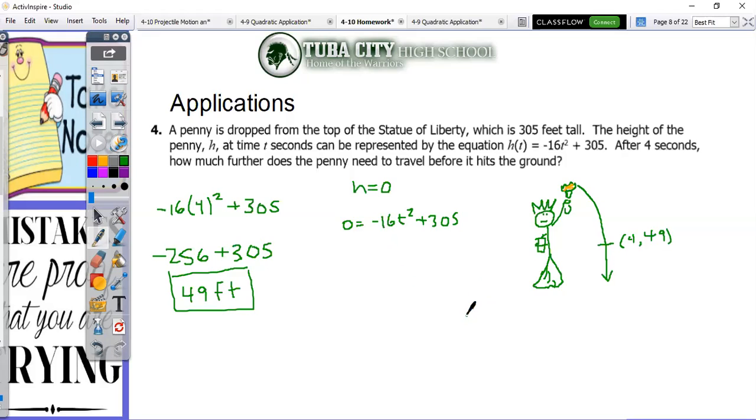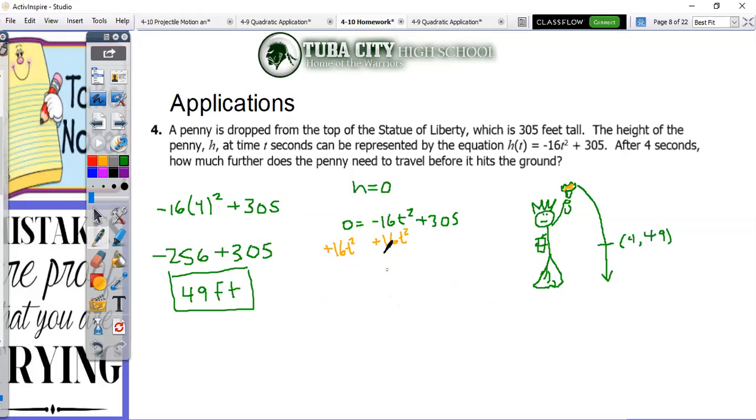So I'm thinking we could use completing the square, and I'm gonna use completing the square because, well, I'm just gonna use it whenever I can. Okay, so in this case, we have no b value, which is always a good time to use completing the square.